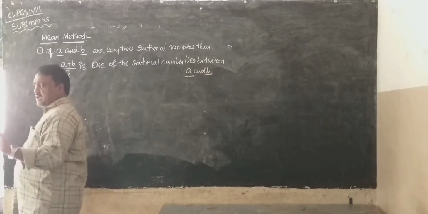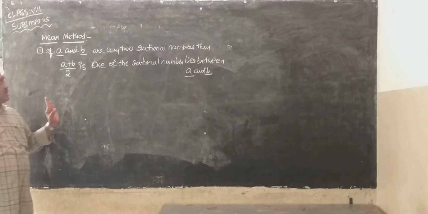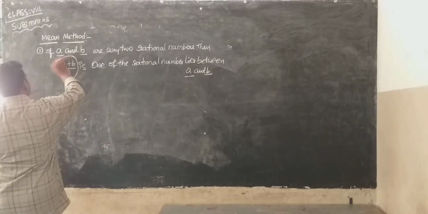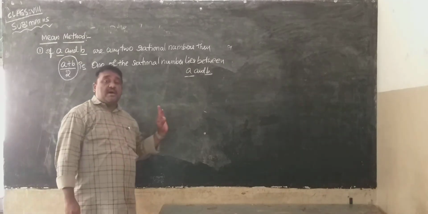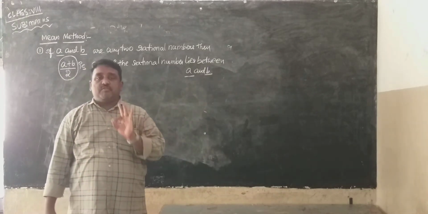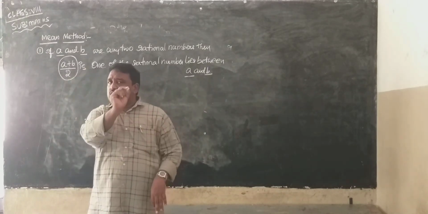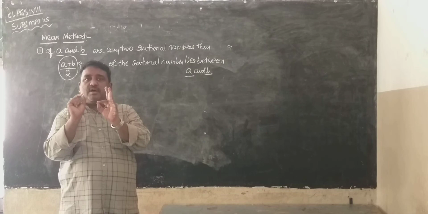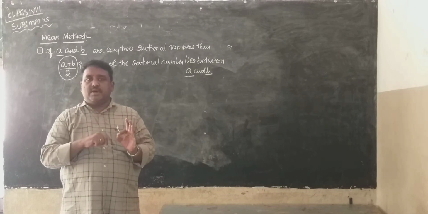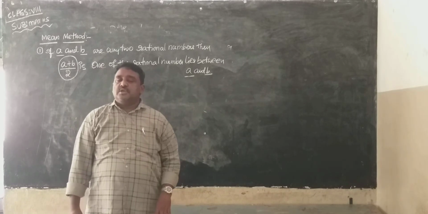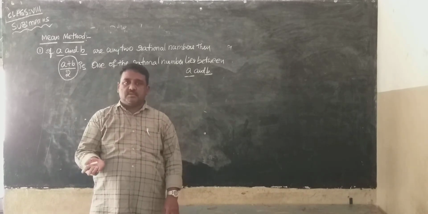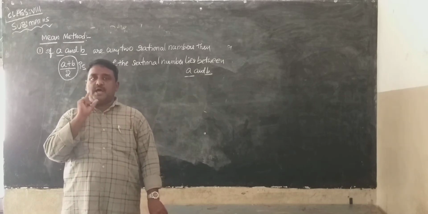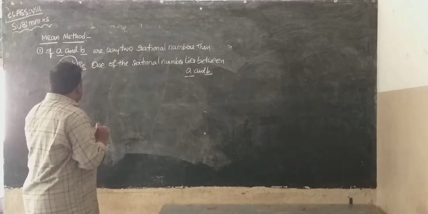So what is the mean method? If A and B are any two rational numbers, then (A plus B) by 2 is one of the rational numbers that lies between A and B. When we want a small, limited number of rational numbers between two rational numbers, we use the mean method. Suppose you want 5 or 6, a very small number, there we use the mean method. Later we will do problems about the mean method also. So this is the mean method.